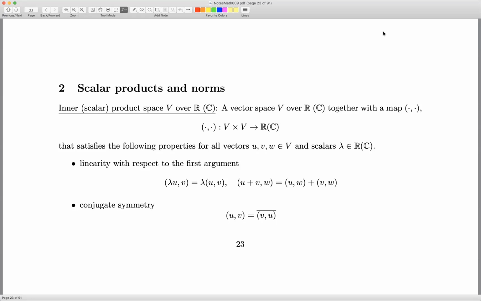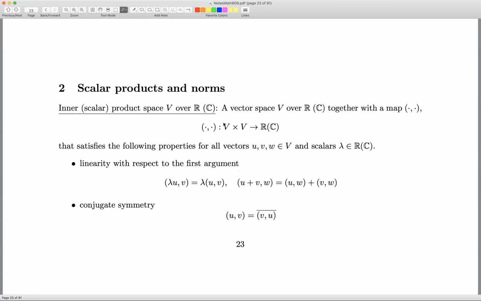And we will start with the definition of an inner product vector space, or a scalar product vector space. That's the same thing. A vector space V over the set of real numbers or the set of complex numbers, together with a mapping that maps V cross V to the real numbers or to the complex numbers and satisfies three conditions, which we will list down, is called an inner product space. What are the three conditions?